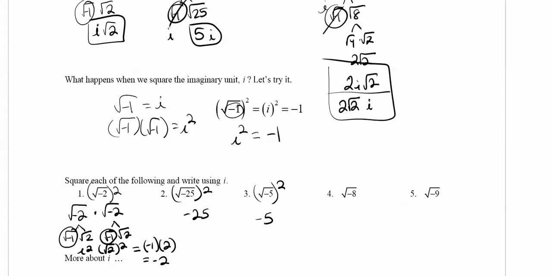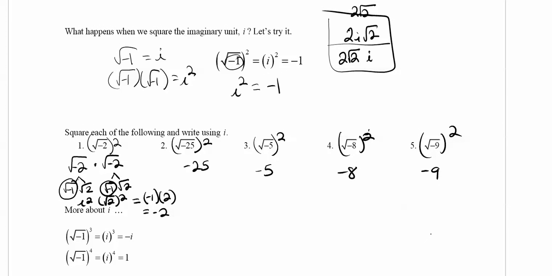And if I square the square root of -8, that would give me -8. And the same thing with -9 if that were squared. Okay, so then we went on to develop the meaning of i cubed. Well, if i squared is -1, then i cubed has to be -i. Well, let's look at how.